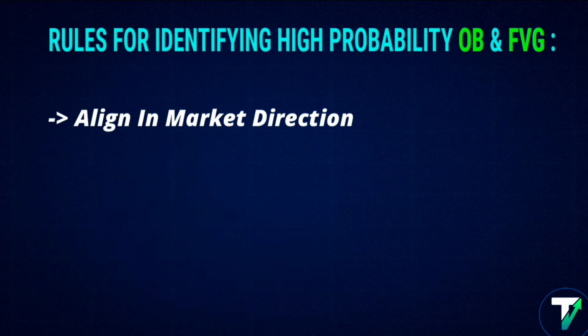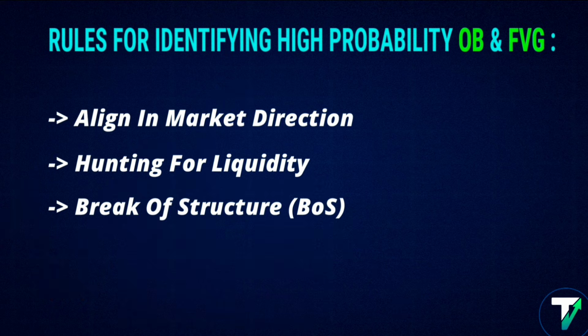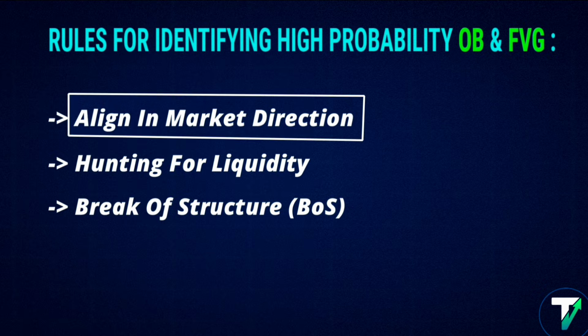Through my personal backtest results of fair value gaps and order blocks on different types of pairs, I came to the conclusion that these price action tools perform reasonably well when they follow certain conditions. So here are these 3 sets of rules for highlighting high probability setups while using fair value gap and order block combined. Number 1. Keep aligned with market direction.